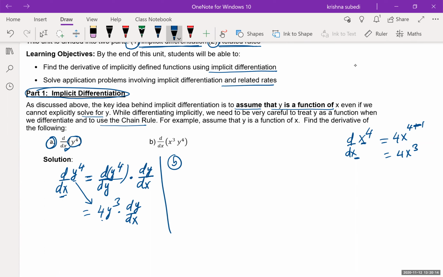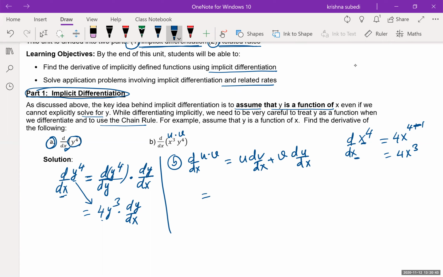In part B, as you can see, we will be using a product rule here. So you know the rule: d over dx of u times v equals u dv over dx plus v du over dx.